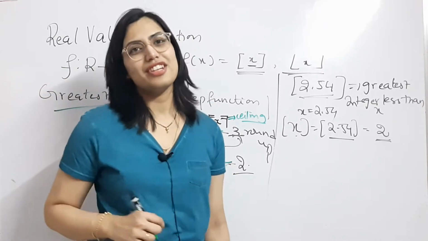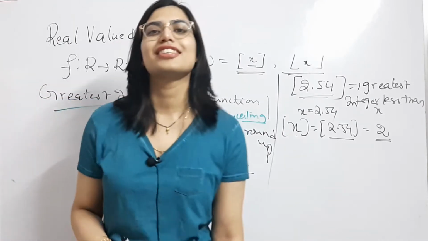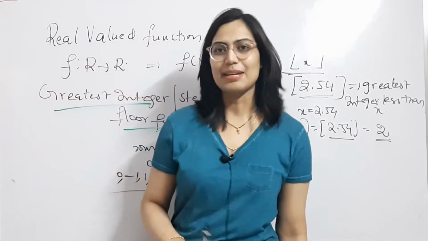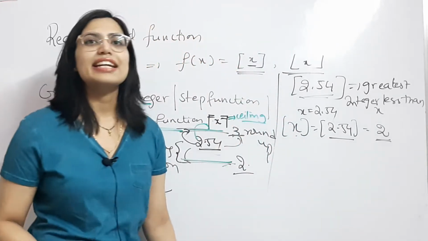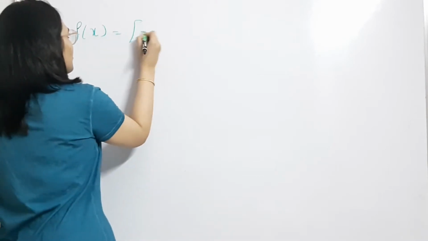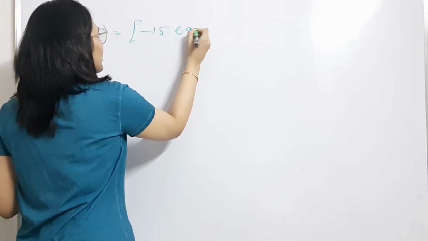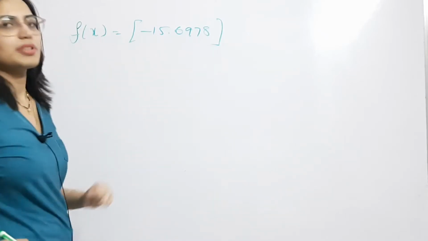I'll keep you in mystery right now, but after drawing the graph of this function, you'll understand why we are calling the greatest integer function a step function. Okay, so this is what a greatest integer function means. That f of x is minus 15.6978. Okay, so this is the value that I am giving you.